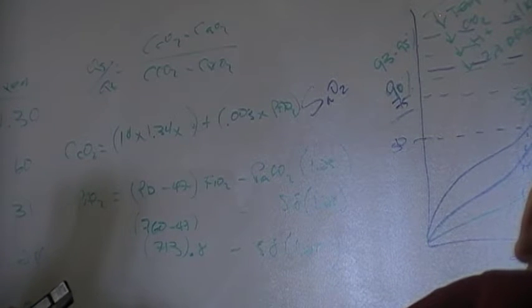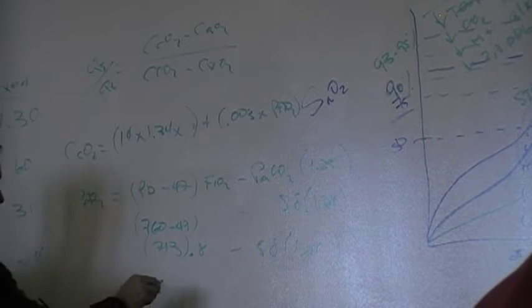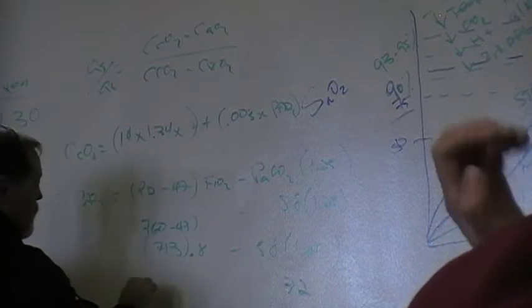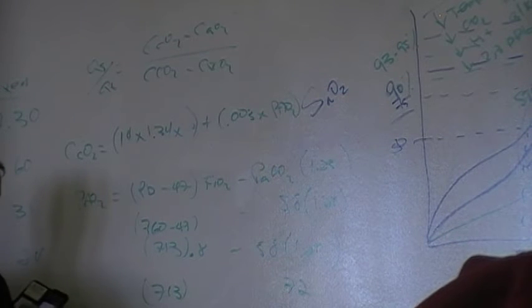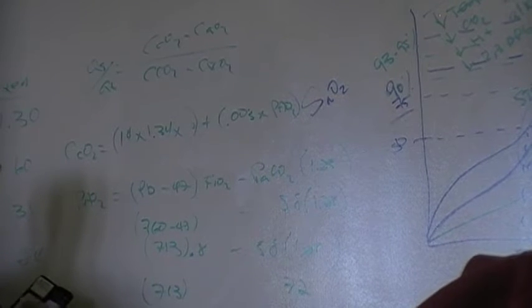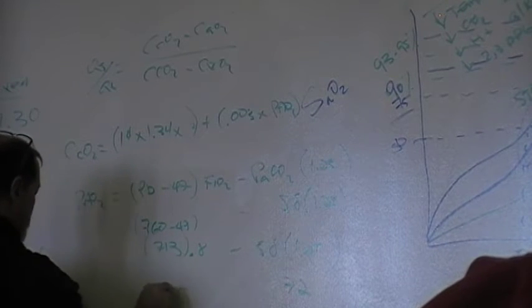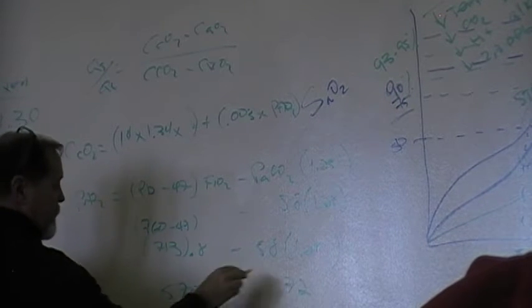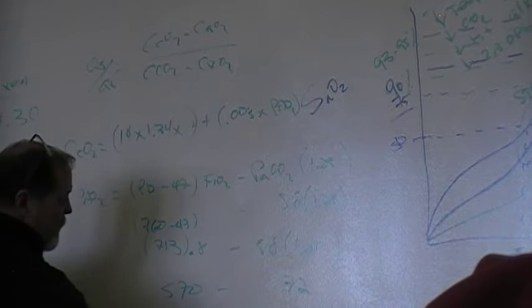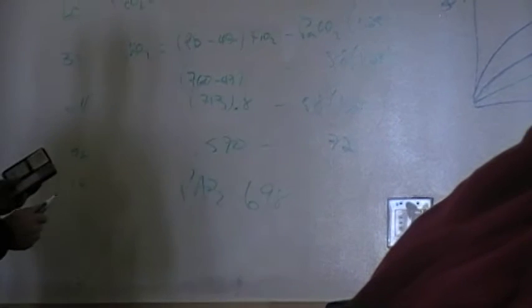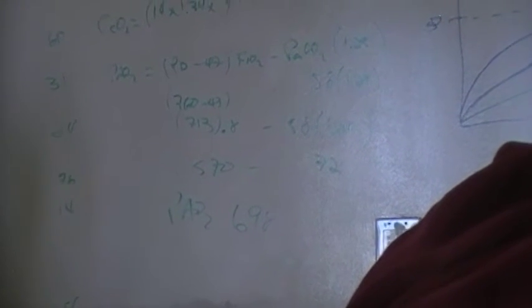58 times 1.25 equals 72. 713 times 0.8 equals 570, minus 72 is a PAO2 of 698. So in our alveoli, we've got a partial pressure of 698 at sea level, breathing 80% oxygen.